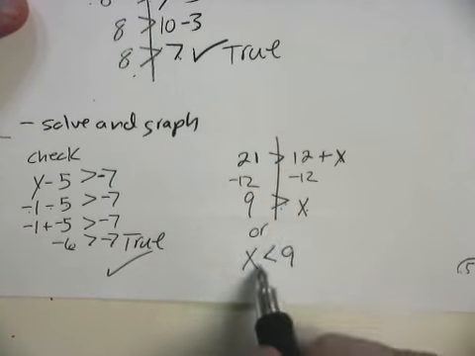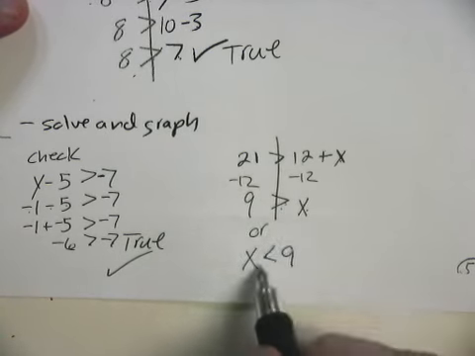So what I'm going to do is plug that back in to my check. I'll start with 21 is greater than 12 plus x. I'm going to say any number less than 9. So I'm going to start with 8. So 21, 12 plus 8. 21 I hope is greater than 20. And what do you know? It's true. Because it's true, these right here are correct. So when you're adding and subtracting inequalities, it's the exact same thing as adding and subtracting equations. You just undo it.